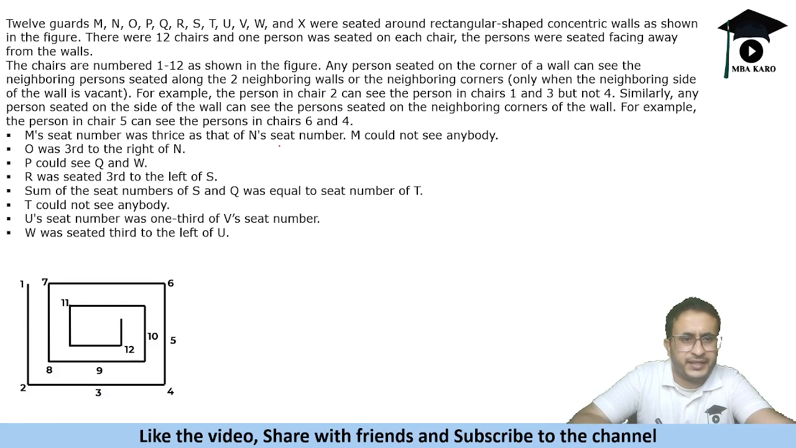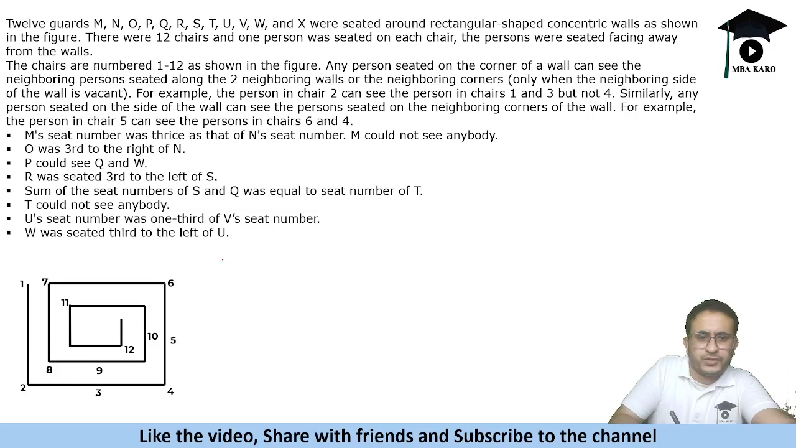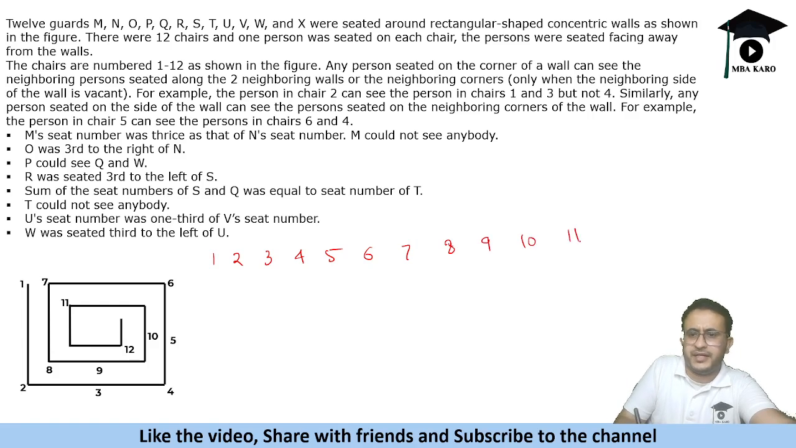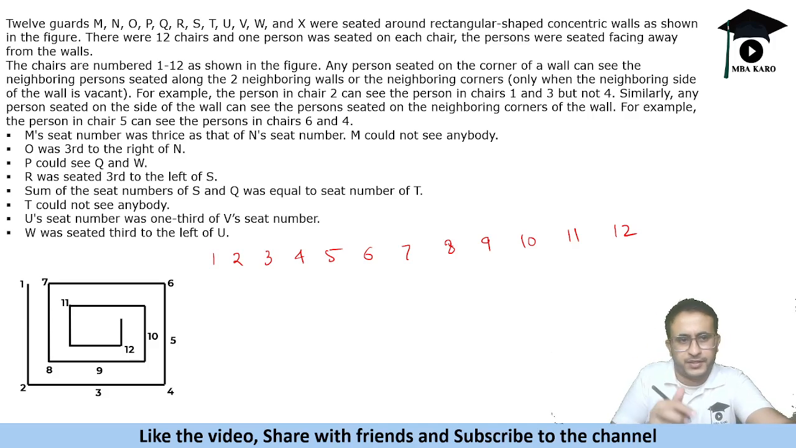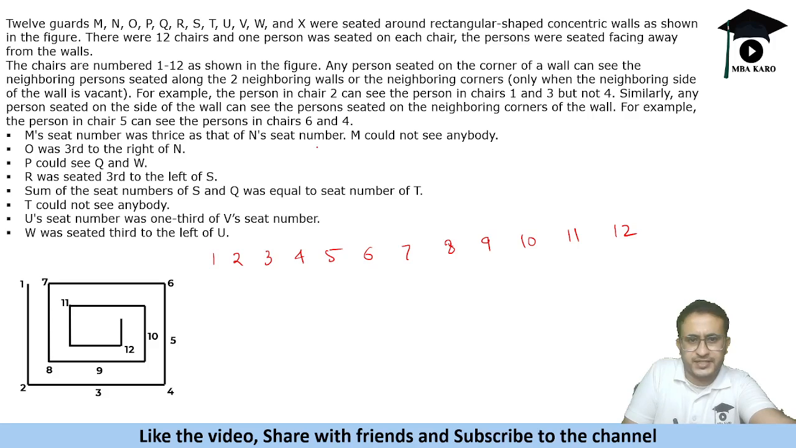Then some information is given, and using this information we need to map these people. I'm solving it here, then I will show the questions. Once you try to solve the set and then try to answer the questions, answering the questions is not a big deal. So we have 12 chairs. Now the first condition says M's seat number is thrice N's seat number. M could not see anybody.